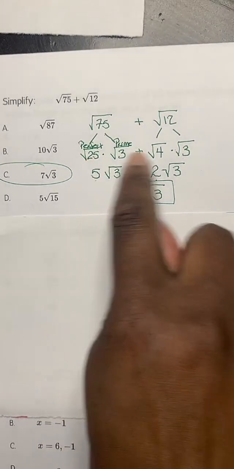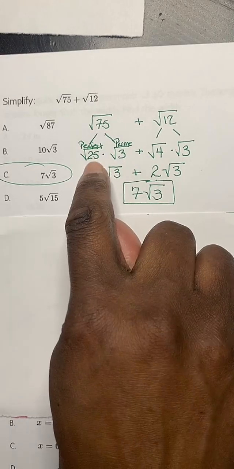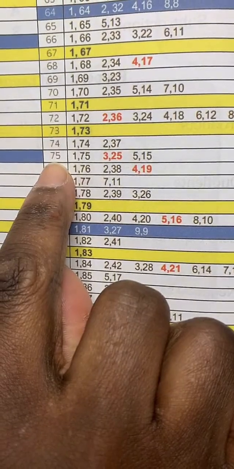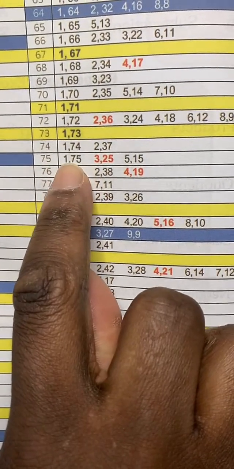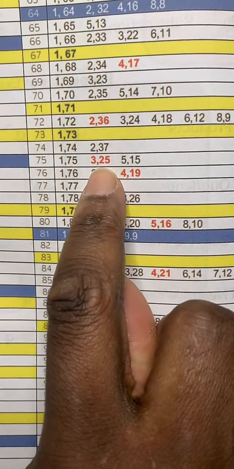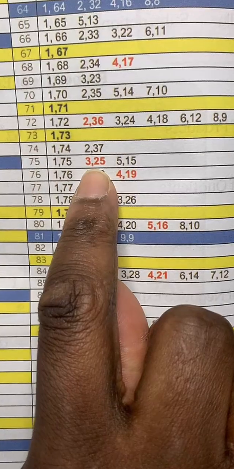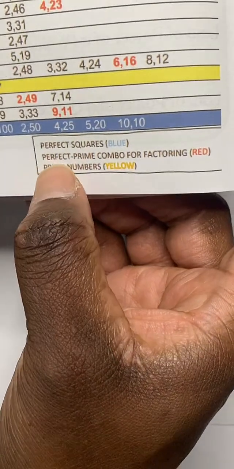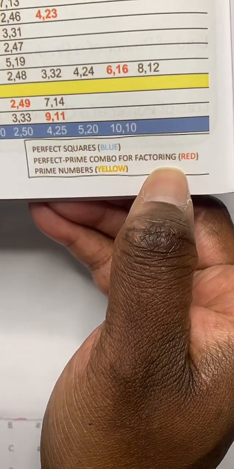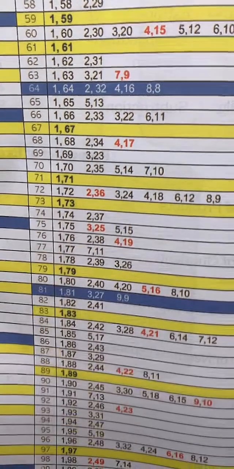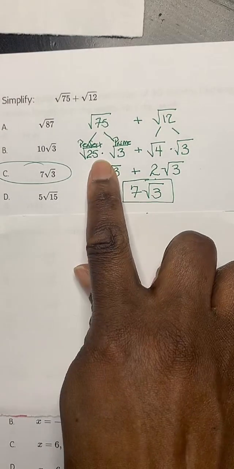Now, as I said, in order to help you with breaking down these perfect primes, I put together a book. Yes, this is what I do. So if I looked at the square root of 75, notice the factors of 75 are 1 and 75, 3 and 25, 5 and 15. But notice what's highlighted in red, that 3 and 25. This is what I like to call your perfect prime combination for factoring. So now you could just say, all right, one radical is going to be the 25, the other one's going to be the 3. That's how we got this part.